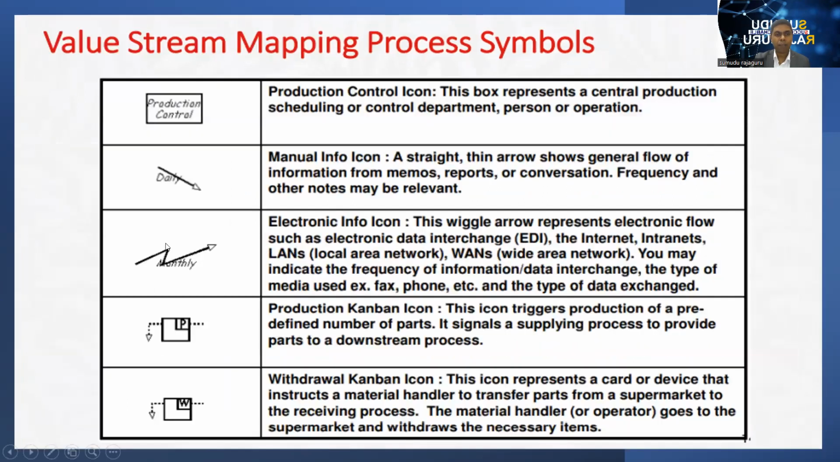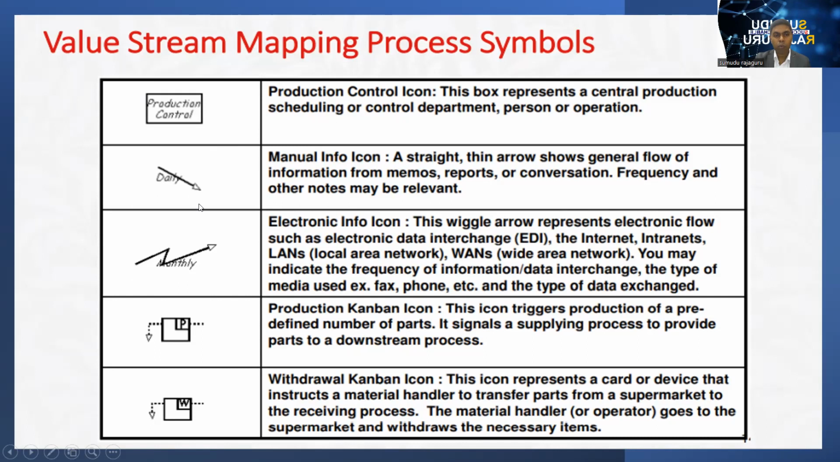Okay, right. This is called the production control icon. If we want to give any control order information, we can't write it anywhere on the value stream map. So we have to draw a rectangle somewhere. Inside the rectangle, we can write down any production control related things. Then these two we are using to draw the information flow.